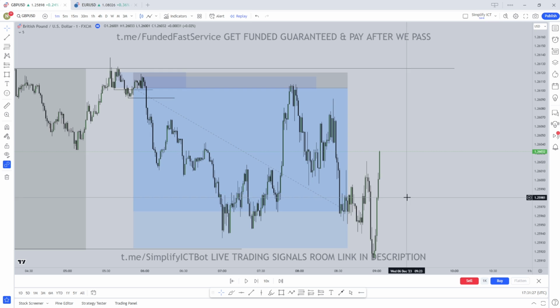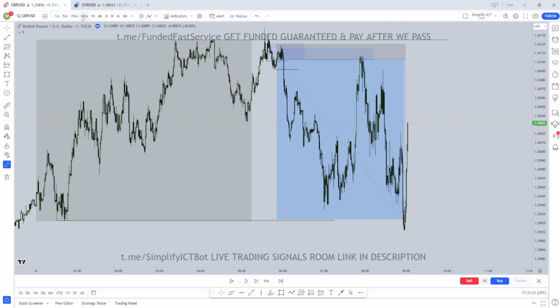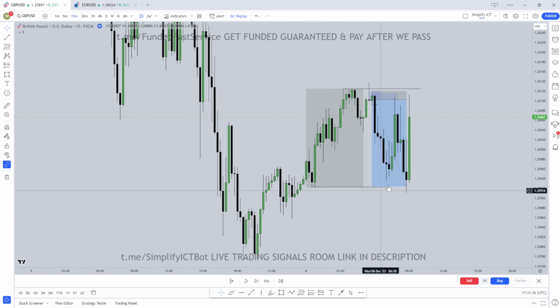And as you can see, price took out the low right there, taking out that 15-minute opposing liquidity. If I just go up to the 15-minute time frame, you can see it took out those Asian lows on the left right there. So again, just a reminder, don't be too greedy with your take profits and manage your trade correctly.